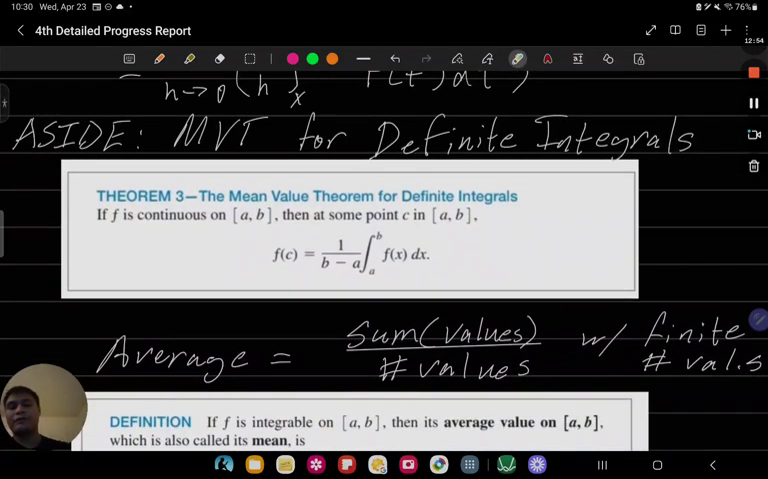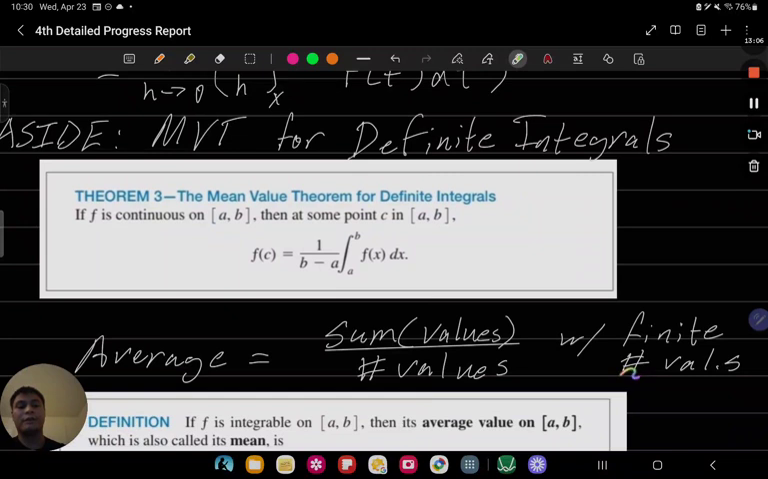What's an average? Well, we take the average of a bunch of values by adding them up, right? And then we divide by the number of values that we have, right? But this is only for a finite number of values. What about if I had an infinite number of values between two numbers, because we're on the real numbers axis, right?